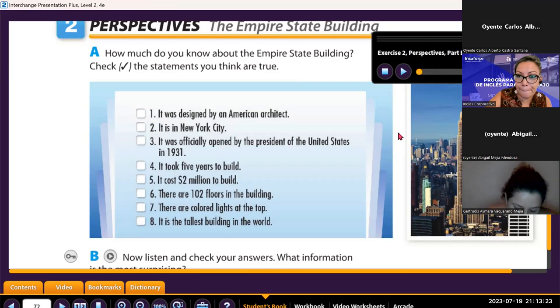One more time. Unit 11. It's really worth seeing. Page 72, Exercise 2, Perspectives. The Empire State Building. Part B. Now listen and check your answers. What information is the most surprising?